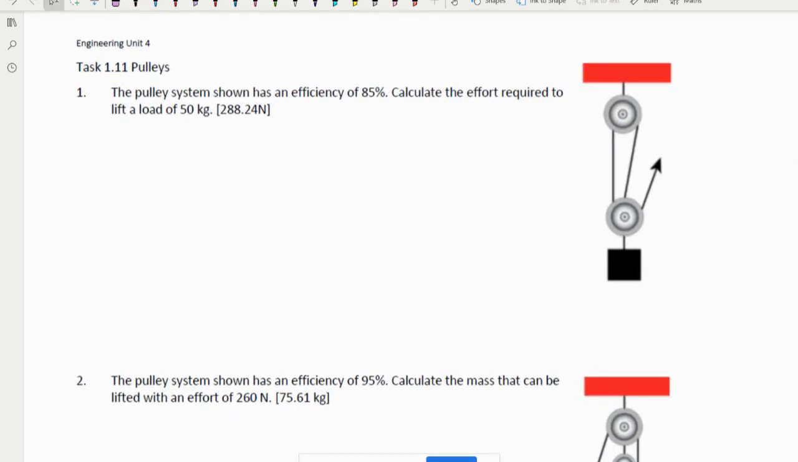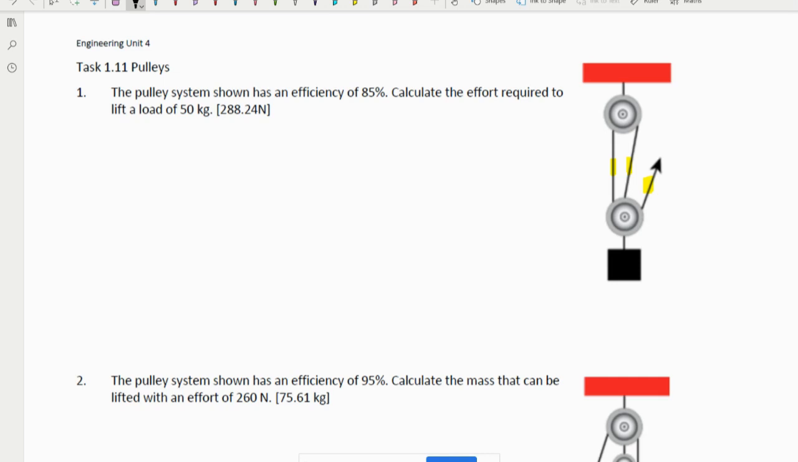All right, let's just do a couple of simple questions here. I've got a pulley system that shows an efficiency of 85%. Calculate the effort required to lift a load of 50 kilograms. So if I count these, 1, 2, 3, I've got a velocity ratio of 3. So I just want to tell you before we get in, this is wrong. This is calculated to a velocity ratio of 2. So someone's got confused, not me.